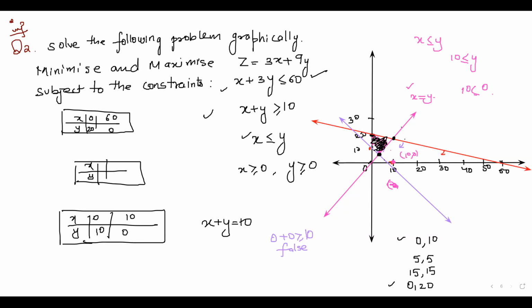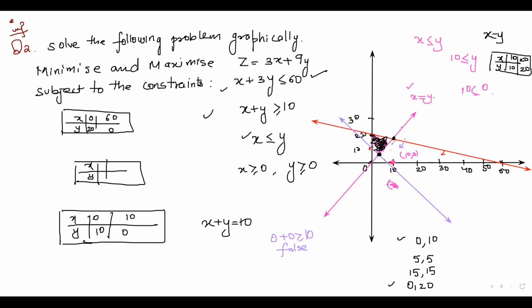Sir, how to plot x is less than y? Yes, for this, we will first write x is equal to y. Then again, the same thing. Take x anything, for example, 10. Y, you will get 10. Take another value, for example, 20. You will get y 20.